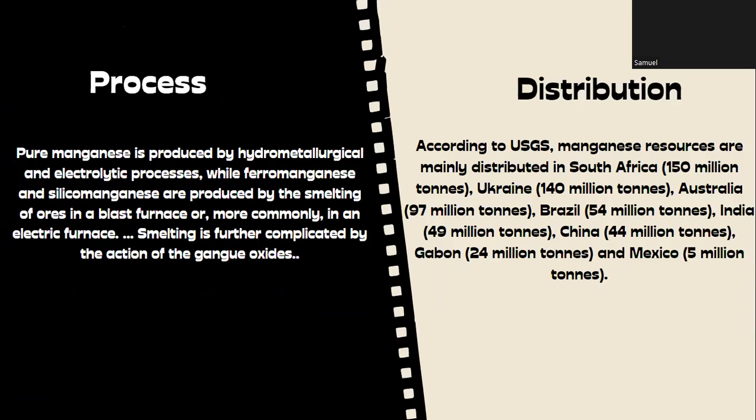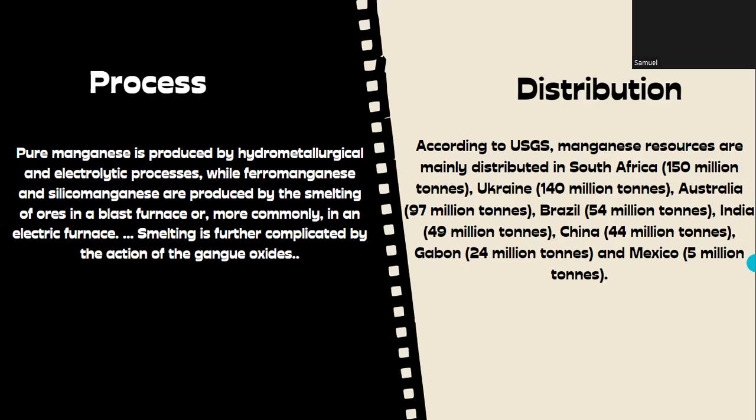Process. Pure manganese is produced by hydrometallurgical and electrolytic processes, while ferromanganese and silicomanganese are produced by the smelting of ores in a blast furnace or, more commonly, in an electric furnace. Smelting is further complicated by the action of the gangue oxides.